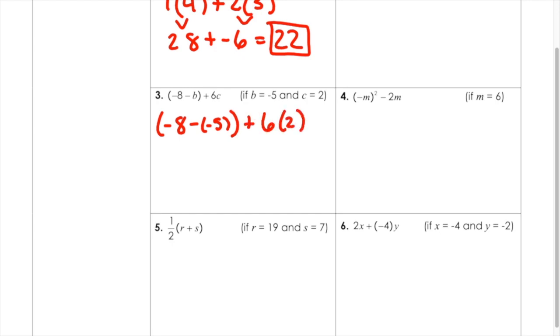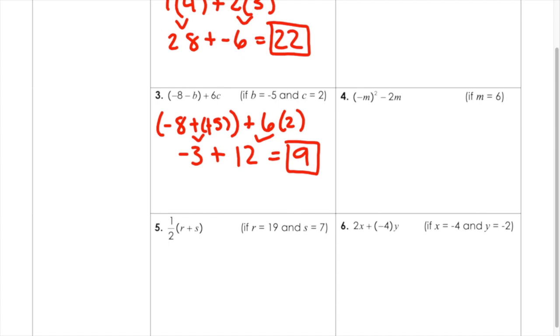All right, I need to do my grouping first, but before that, I need to change that to negative 8 plus positive 5. So negative 8 plus positive 5 would be negative 3. Now I have plus, and I can go ahead and do my multiplication. So 6 times 2 is 12. So now I have negative 3 plus 12, which just equals positive 9.